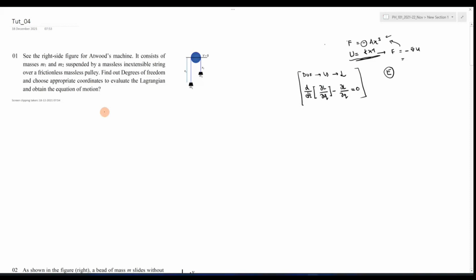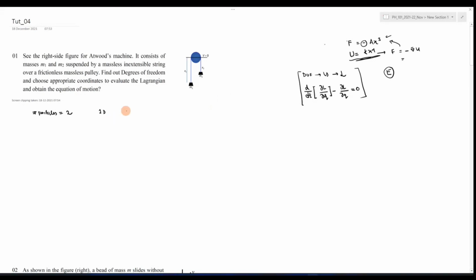Okay. So first problem. See the right side figure. It consists of masses m1 and m2 suspended by an inextensible string over a frictionless pulley. Find out the degrees of freedom, choose appropriate coordinates to evaluate the Lagrangian, and obtain the equation of motion. As you can see, by the way, how many particles are there? Two. So now what is the dimension of this problem? It's a 1D problem.